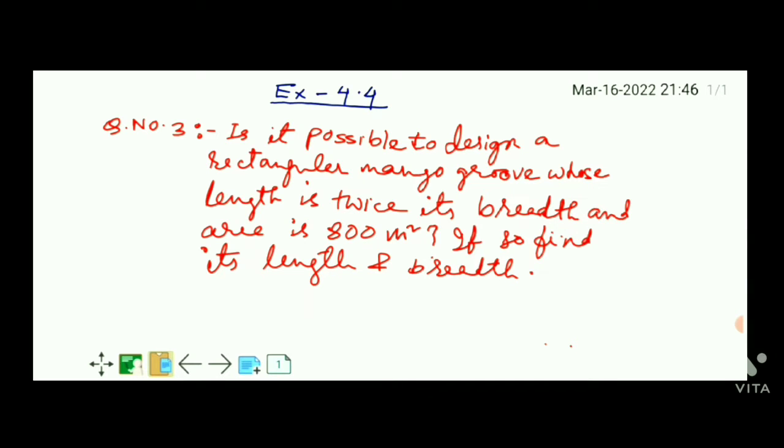Today we are going to solve question number 3 of exercise 4.4. So the question is: is it possible to design a rectangular mango grove whose length is twice its breadth and area is 800 meters square? If so, if possible, then find its length and breadth.